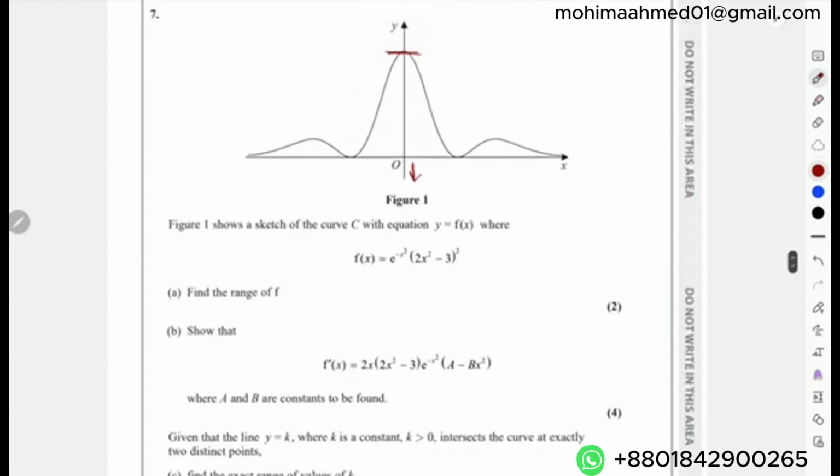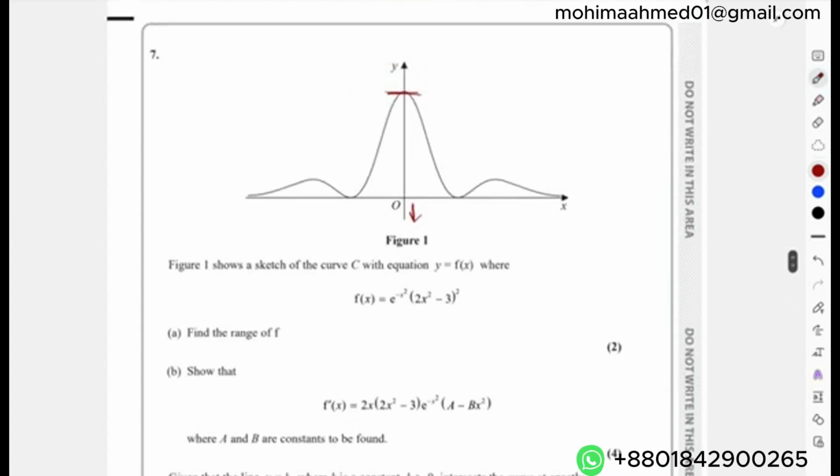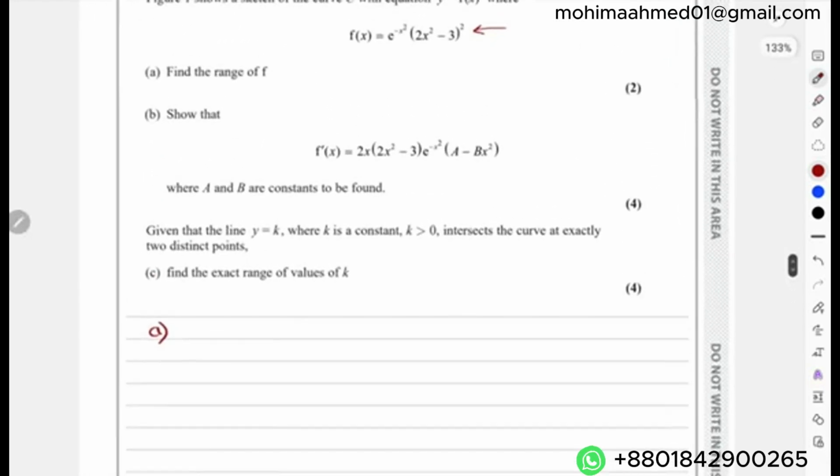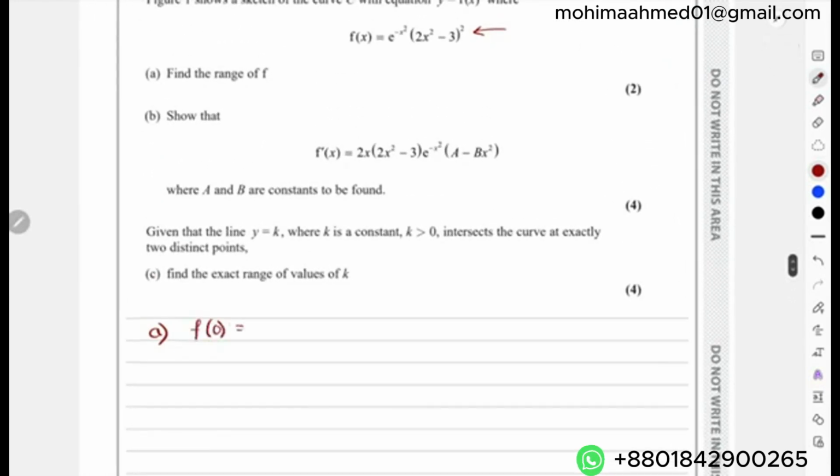So it's quite easy. At the y-axis x is 0, you already got the lower portion of your range, that your y must be greater than or equal to 0, because it equals 0 at these 2 points. So your y must be greater than or equal to 0, and what would be the maximum point we can find out using the value of x equals 0, inputting into this equation. So for part A, we can write f(0), that is e to the minus 0 squared, 2 with 0 squared minus 3 with a square.